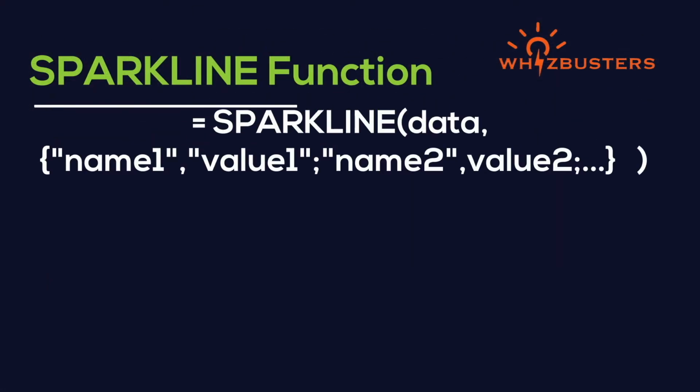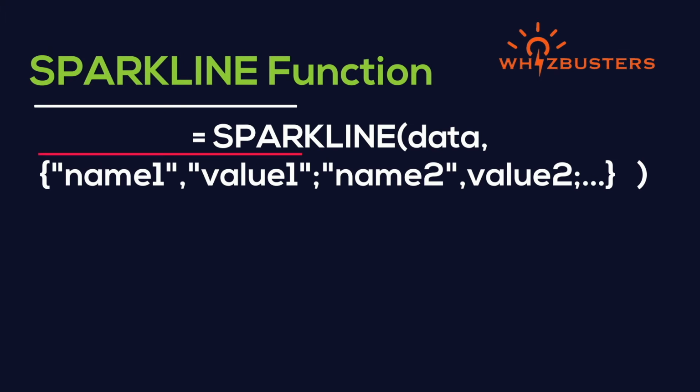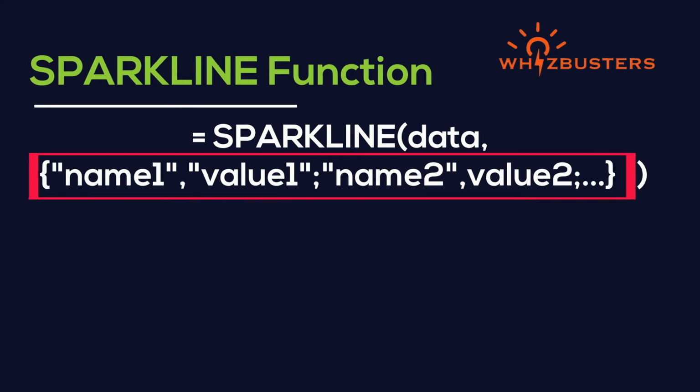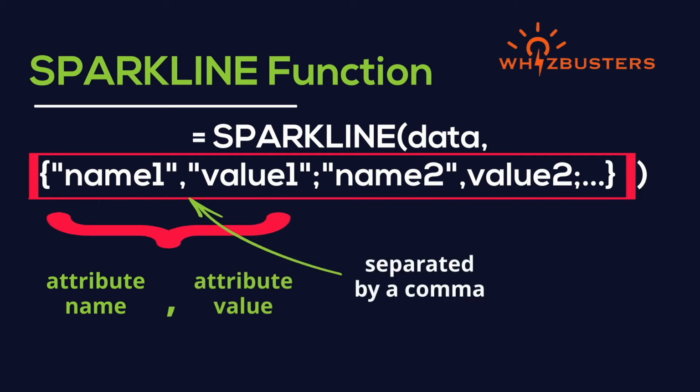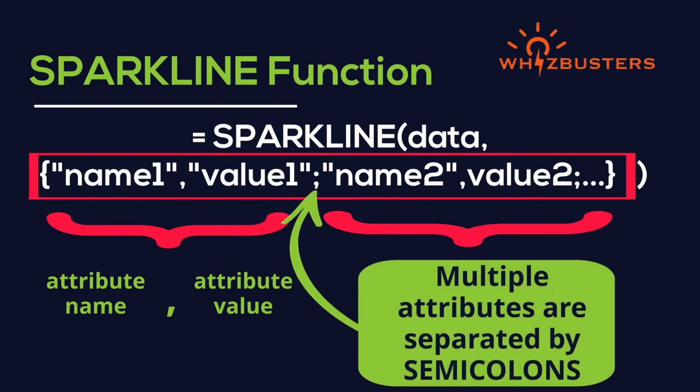The syntax when using the second parameter is, when defining the attribute, we need to have the attribute name and the value for the attribute in a pair, separated by a comma. Multiple attributes are separated by semicolons.